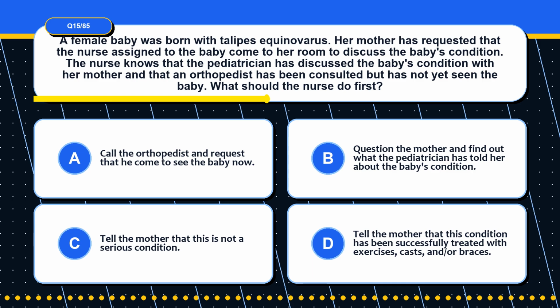Here are the options. Option A. Call the orthopedist and request that he come to see the baby now. Option B. Question the mother and find out what the pediatrician has told her about the baby's condition. Option C. Tell the mother that this is not a serious condition. Option D. Tell the mother that this condition has been successfully treated with exercises, casts, and splints or braces.